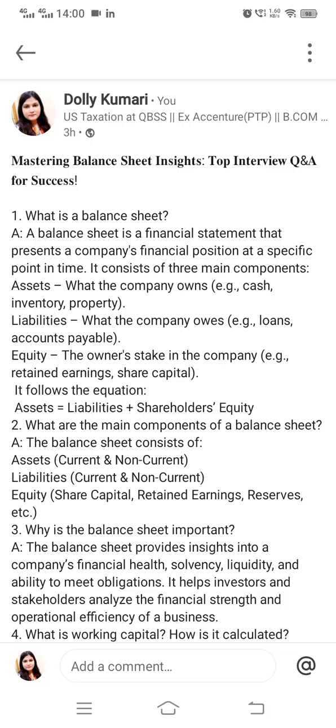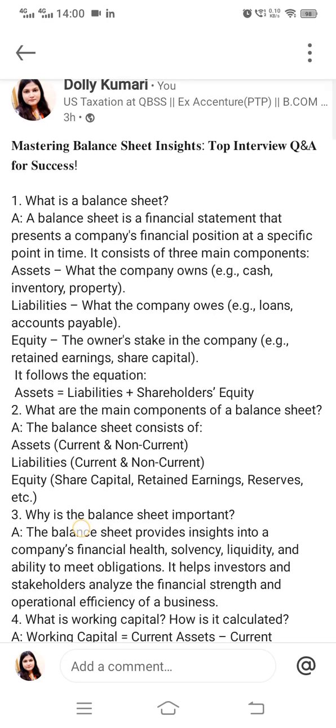As we all are aware, there are three major financial statements: profit and loss, cash flow, and then balance sheet. These are very important. The balance sheet is one of the major parts that presents a company's financial position at a specific point in time. It consists of three main components.